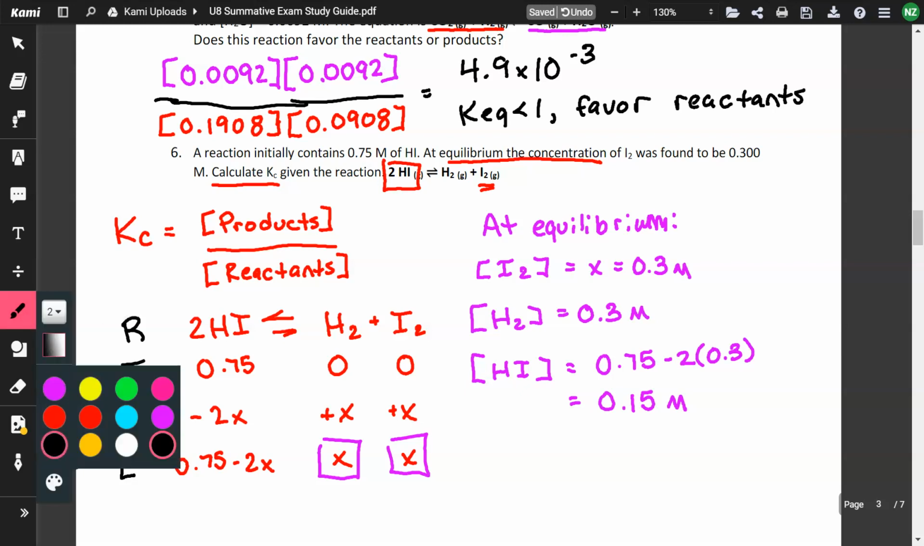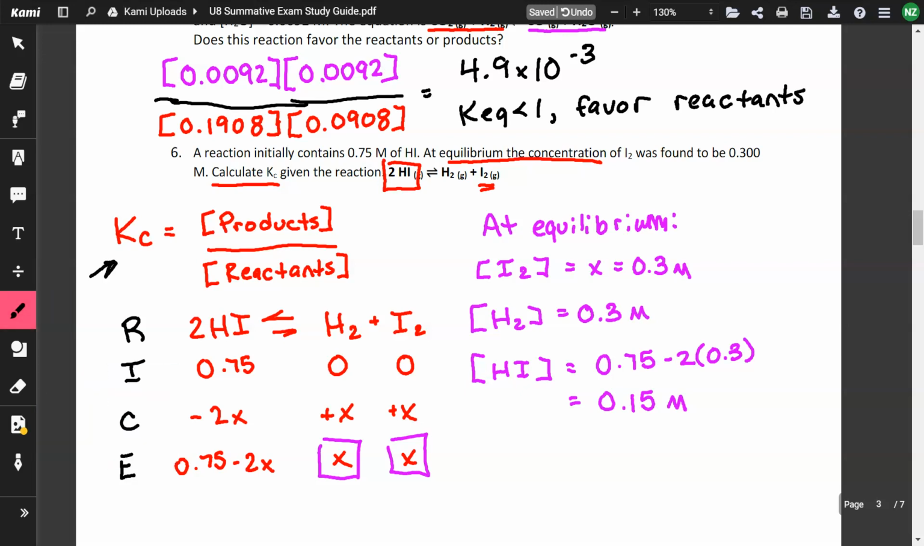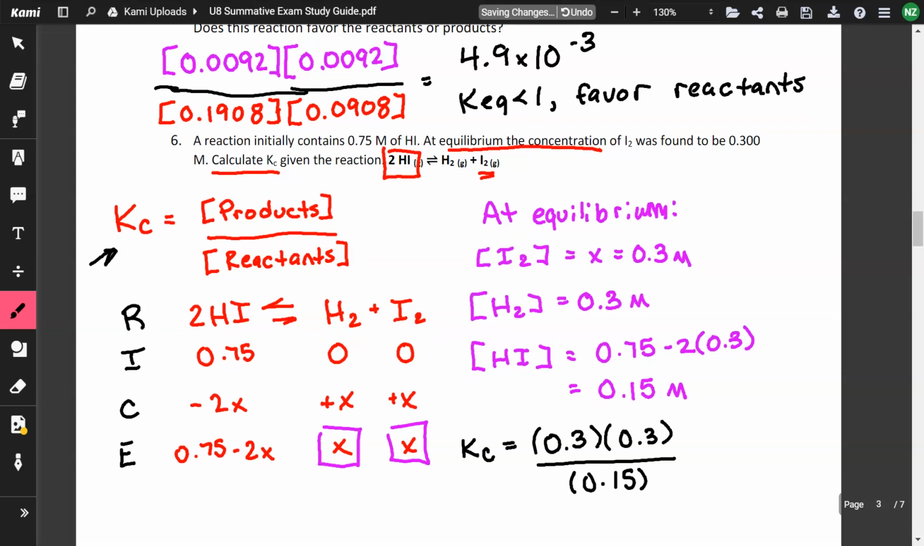Now we can plug into the original thing that we were trying to do, which was Kc. Products over reactants. So H2 and I2 over 2HI, so it'll be 0.15. And because we have that 2, talking about this 2 right here, this is going to be squared. You should get 4.0 when you do the math here.